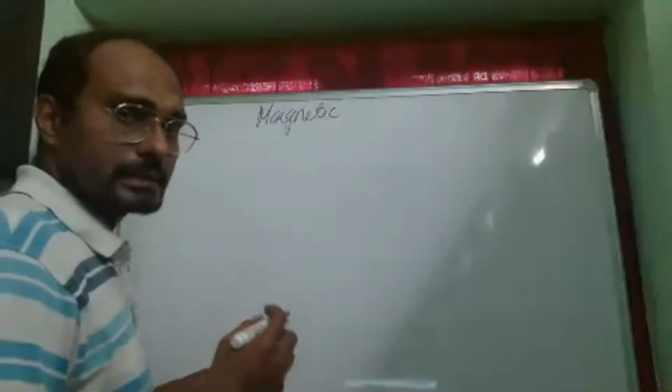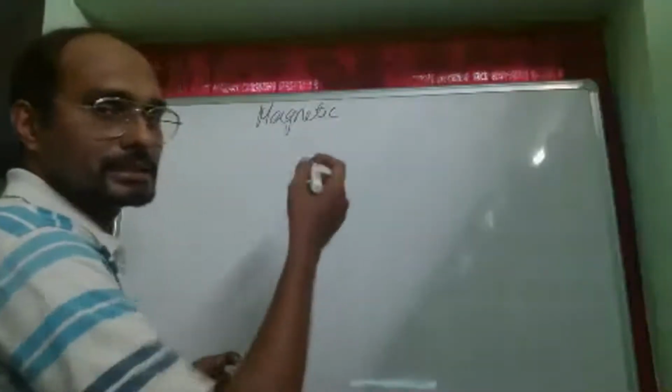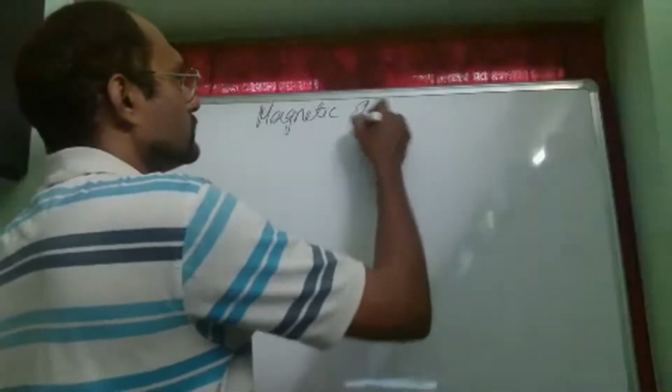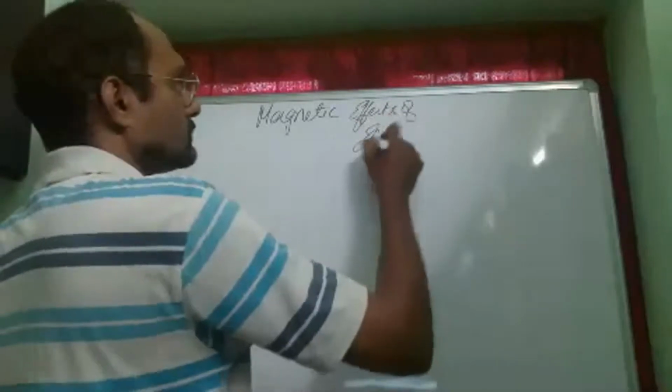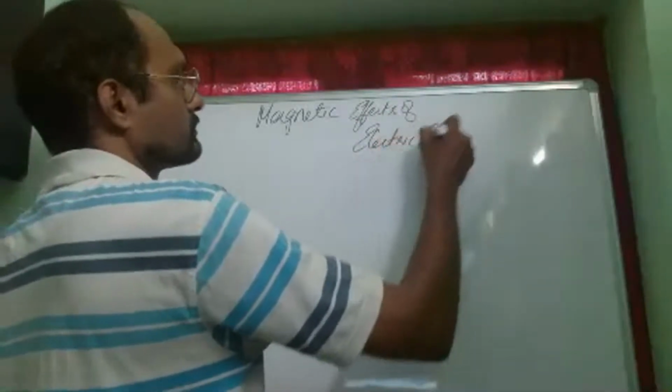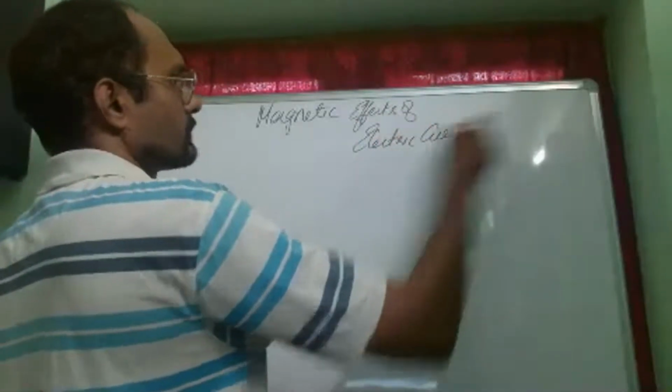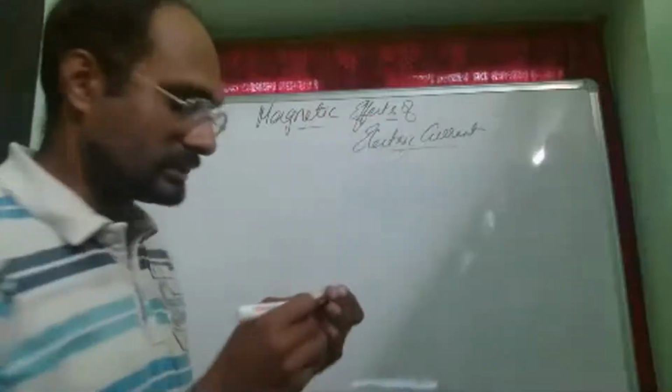Okay, there's a magnetic field around the current carrying conductor, so this is studied under the heading magnetic effects of electric current. This is the magnetic effect of electric current.